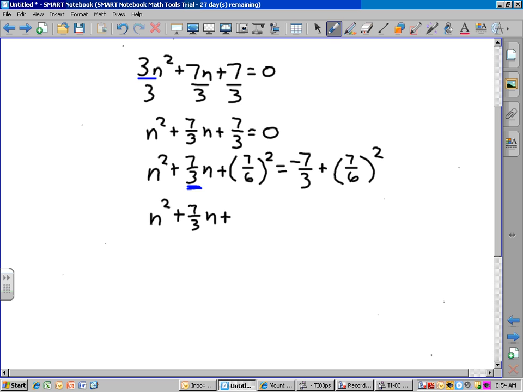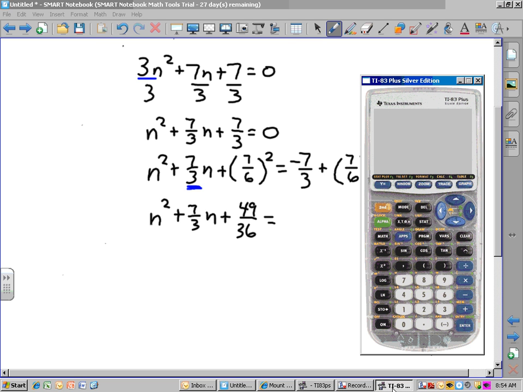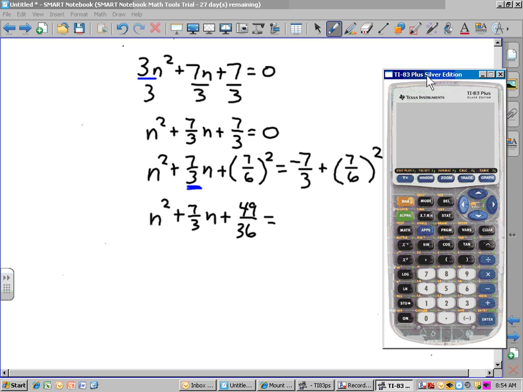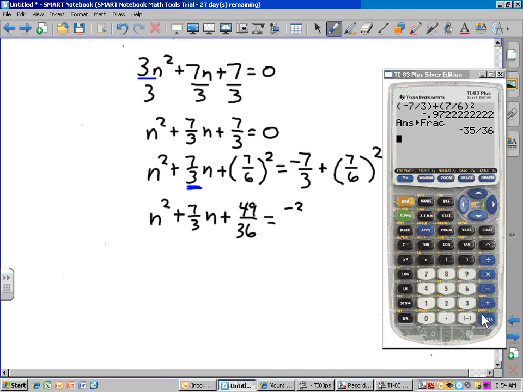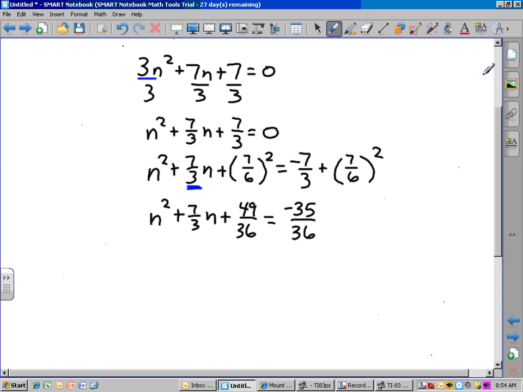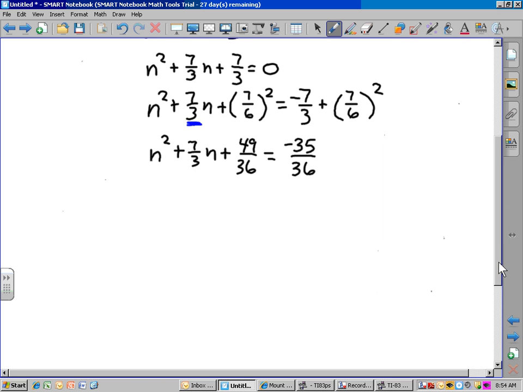If we square this out, we get 49/36. And then on the right side, let's go and put this in. So negative 7/3 plus 7/6 squared. And we always want a fraction. So negative 35/36. All right, so the left side was a completed square. So we should be able to factor this.